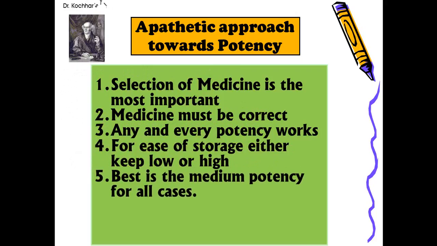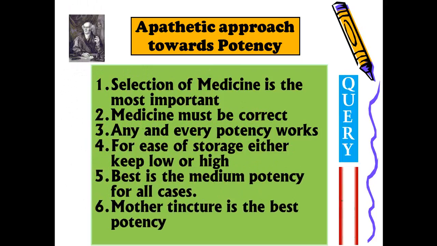Then they say that it is very difficult to store all these potencies. So for ease of storage, you keep either all medicines in low potency, 6 potency, or all medicines in high potency. And for that they say best is medium potency, and that is what most of the practitioners have, 30 and 200. So 30, 200 are medium potencies, and they say that best is the medium potency. Then there will be some people who say mother tincture is the best potency, because mother is the best. So if the mother is the best, then the mother tincture is the best. But that is a layman's talk.